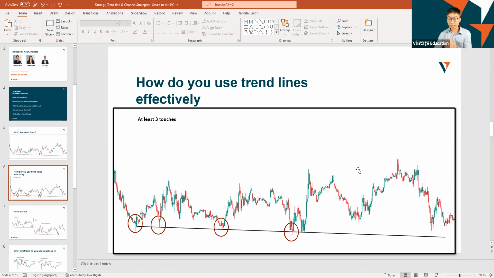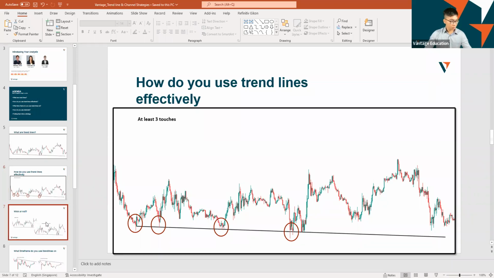Also, the higher the time frame is, the stronger the trend line is. We can go to a live chart later, and then we can discuss some ideas on the market today and how to use the trend line and channels.